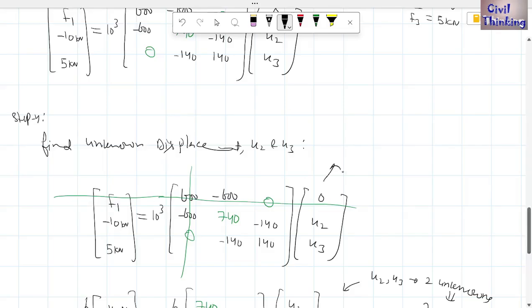So from here I will get F1 to be 10 to power 3 times this first row times this column. Now 600 times 0 is 0, so I will not write that. Minus 600 into u2 plus 0 times u3, so I will not write that. Okay, so F1 is this, right?